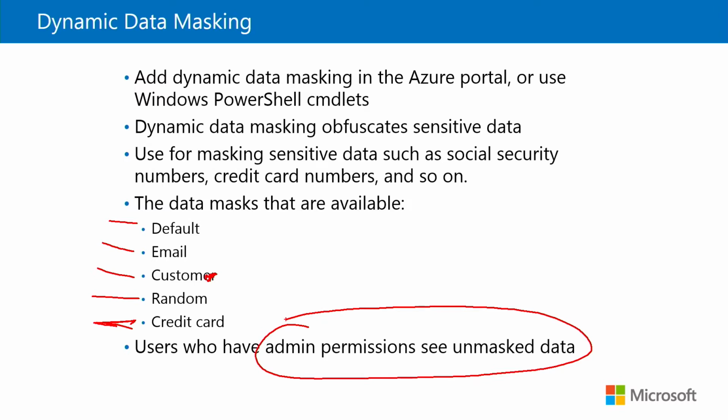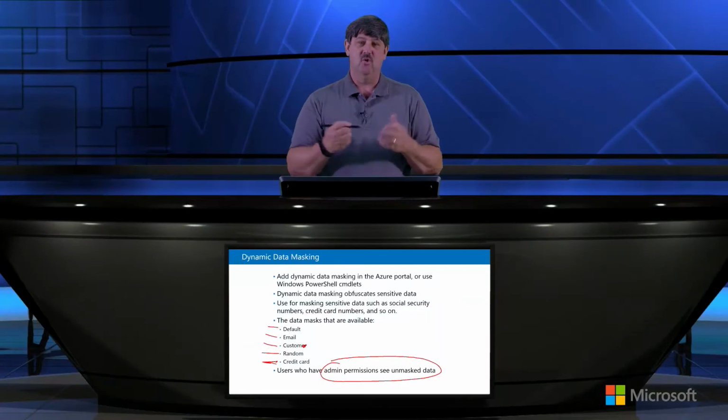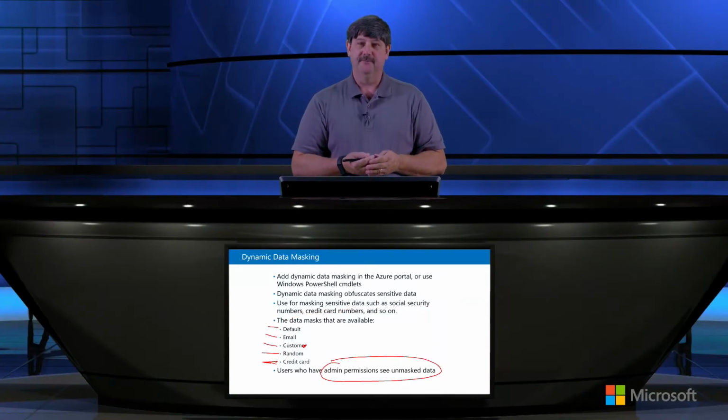It's important to note this is not encryption. So this is done on the front end when the data is being pulled back out. They also mention in your text that you cannot implement data masking on top of Always Encrypted, right? So you have to pick one or the other. The two are not compatible with each other.